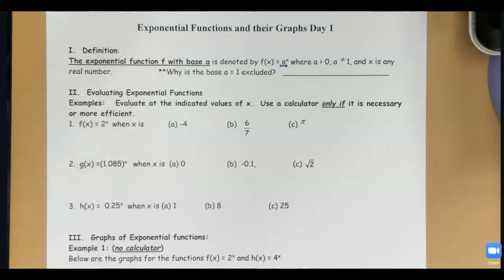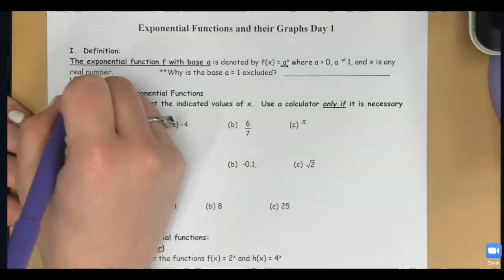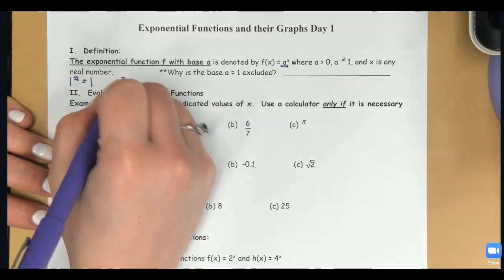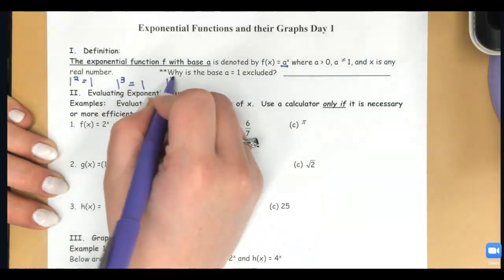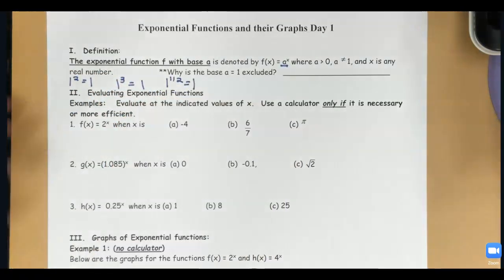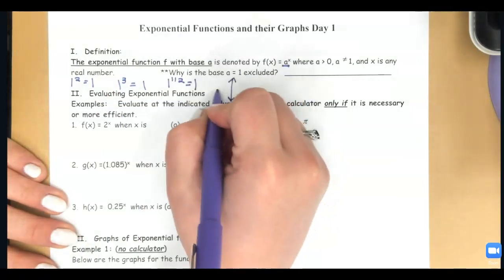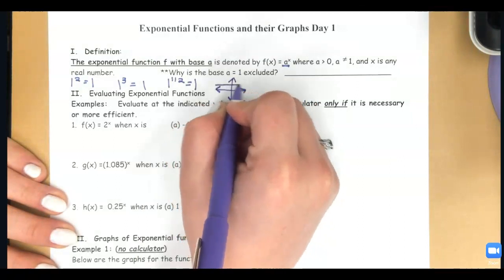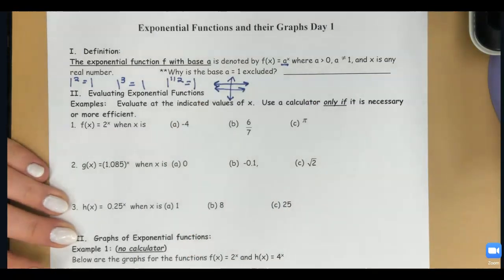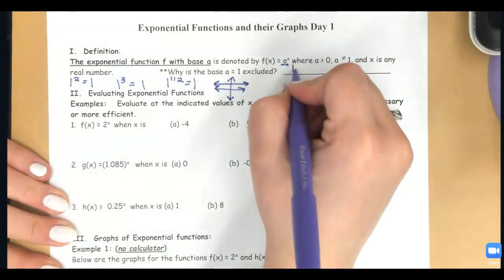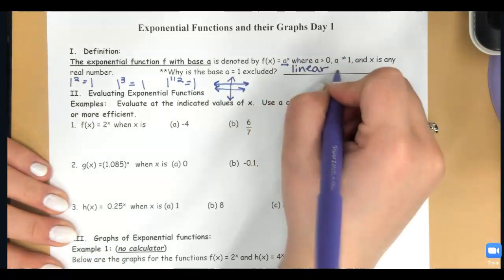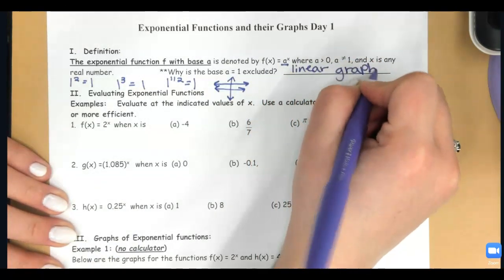Now let's think about why that is. If I raise the number 1 to any power, 1 squared is 1. 1 to the third is 1. 1 to the 1/2 is 1. All of those numbers are 1. So what that would look like on a graph is just a horizontal line at y equals 1. So we exclude that base because it would be a linear graph. It would not look like an exponential function.